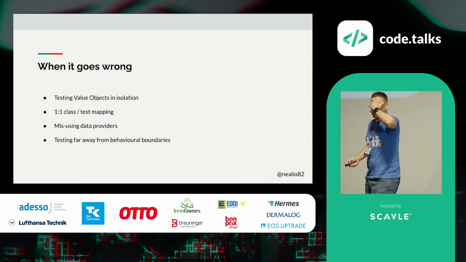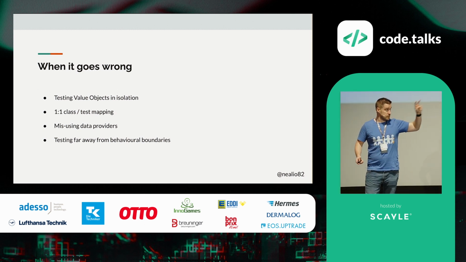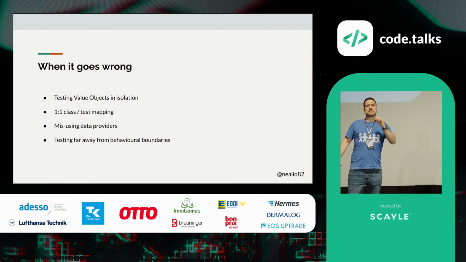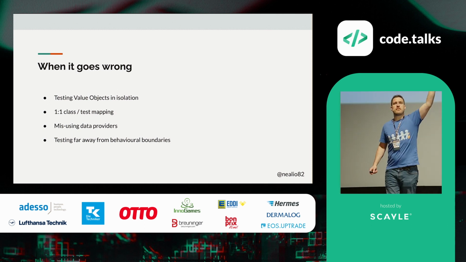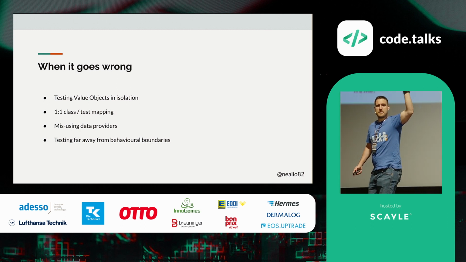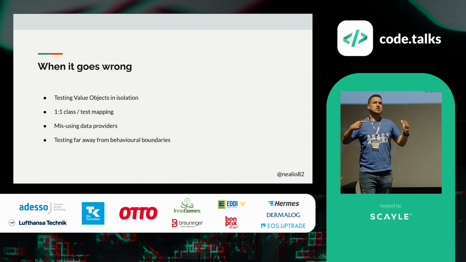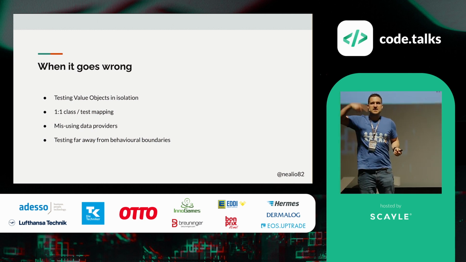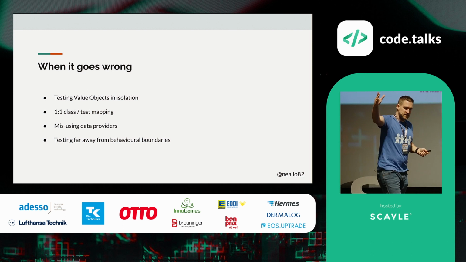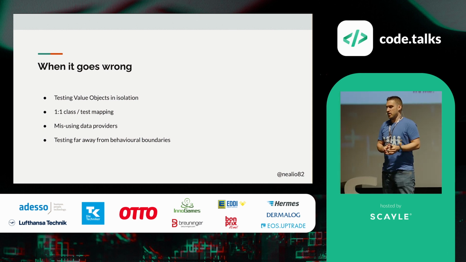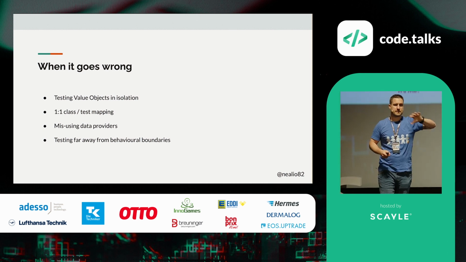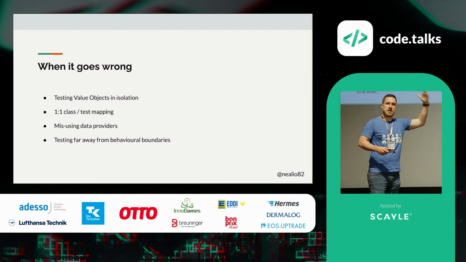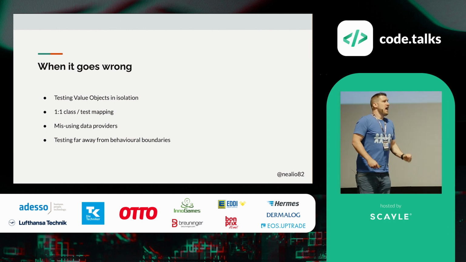Data providers, I see quite a lot. So there's two massive misuses of data providers. One of them is, who does this one? Who knows what a data provider is, by the way? A couple of people. So a data provider is basically a function that your test calls each time, and it gives it a different set of data each time it calls it. So you can say, oh, run this test with this value and that value, or the next time run it with this other value or that other value.